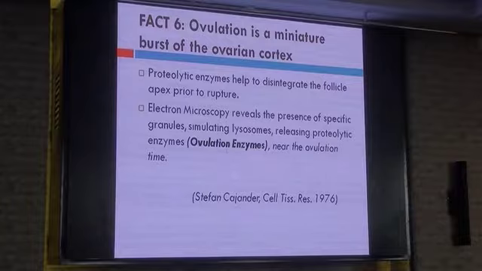Using electron microscopy, the presence of specific granules simulating lysosomes releasing proteolytic enzymes has been detected, and they are termed the ovulation enzyme producers. This is, again, a study from a long time ago, mentioned in Cell and Tissue Research in 1976.